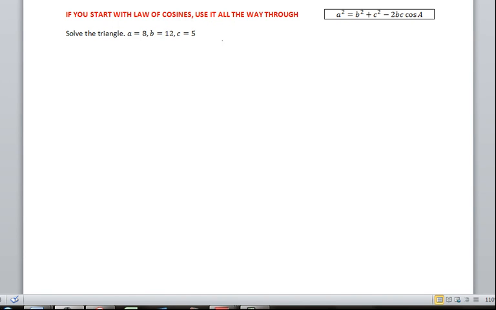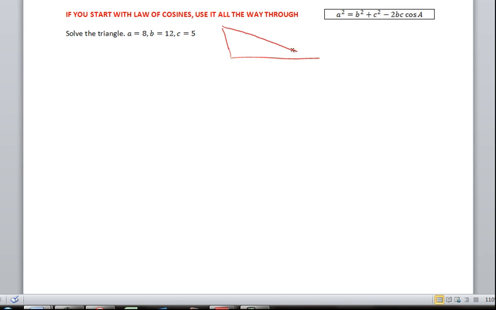Okay, so here is another problem where you gotta stick with the law of cosines all the way through, because if you don't, it's all bad. Okay, so here I'm given that side A is 8, side B is 12, and side C is 5. So this clearly defines a triangle, and I'm going to draw it.